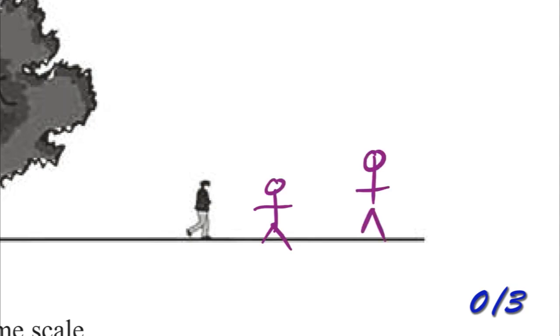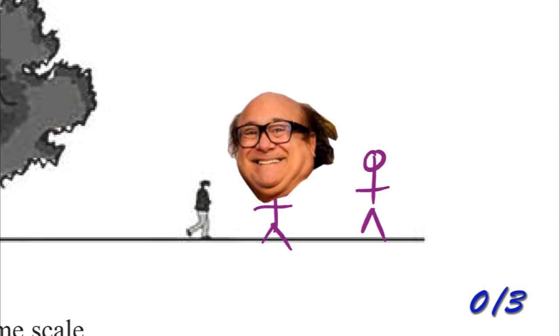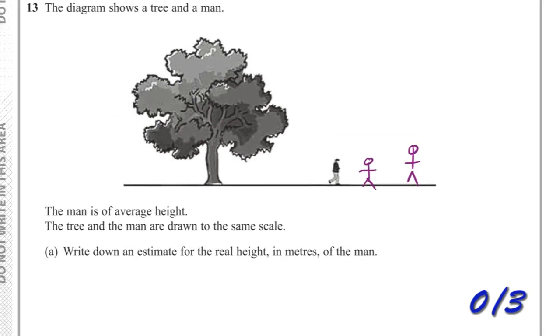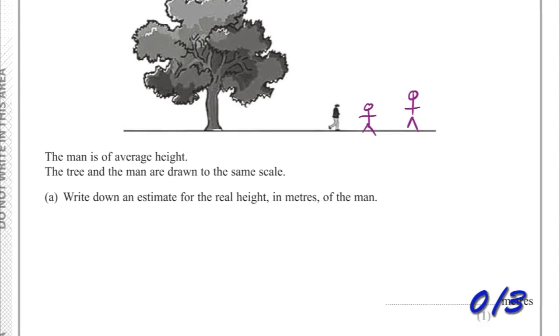This is really quite generous because a 1.5 meter man would, for example, be the very short Danny DeVito, and a 2 meter man would be a very tall Richard Osman from Pointless. So as long as you put a number somewhere between 1.5 and 2 meters, you'll get the mark. With a little bit of research on the internet, I found the average height of a man in the UK is 1.75 meters. I'm going to put down 1.8 because it's going to be easier to use later.